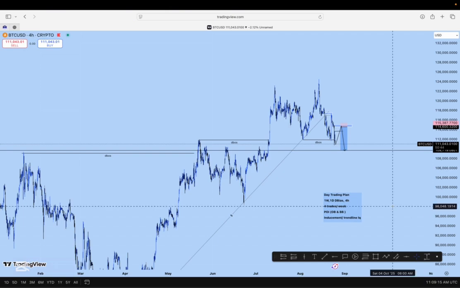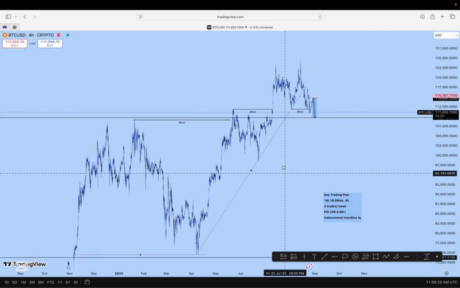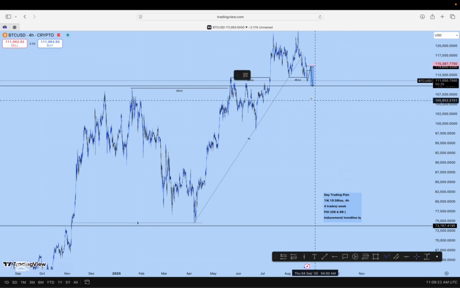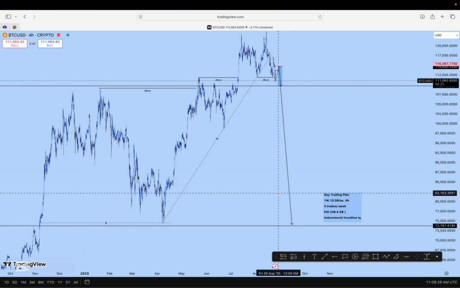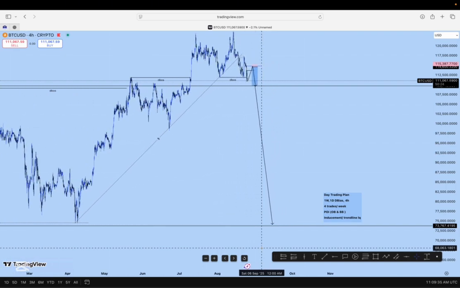So a brief one on BTCUSD. Overall, I'll be expecting price to drop to this zone, 73,767. That's a short one on BTC.